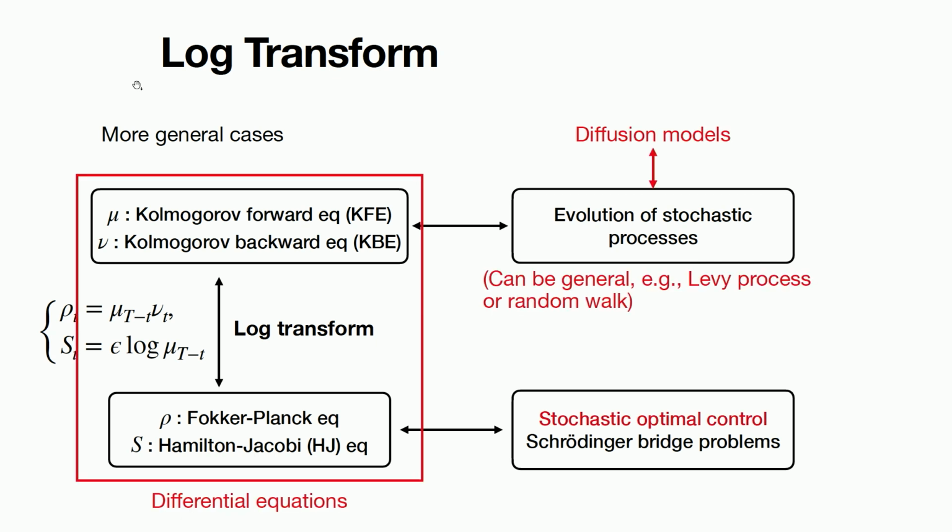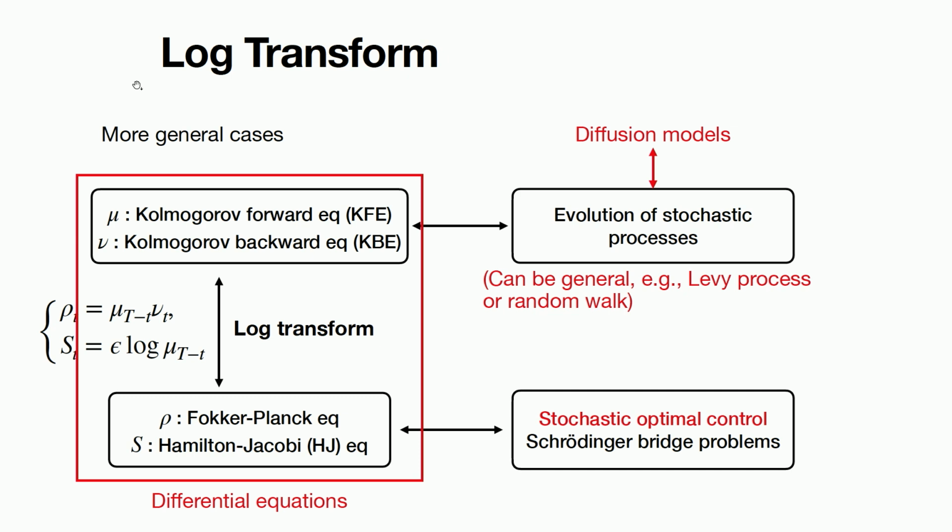And now you can see this is a nice picture connecting all the key points together. You have PDE theory, you have differential equations here on the left-hand side. You have this evolution of stochastic process, which from a machine learning perspective is connected to diffusion models, a very useful tool. And then you have optimal control, mean-field games, and everything that we care about here.